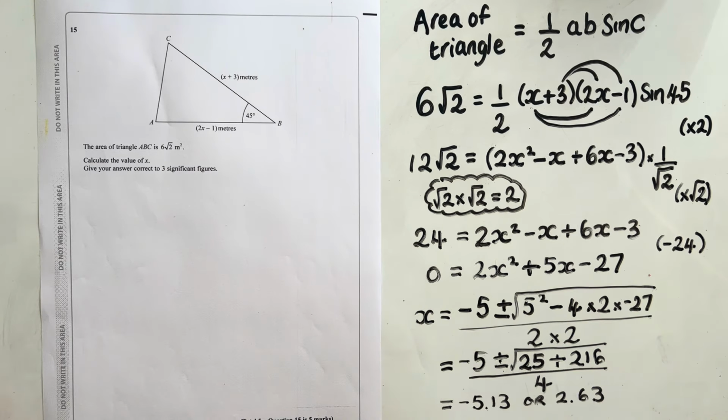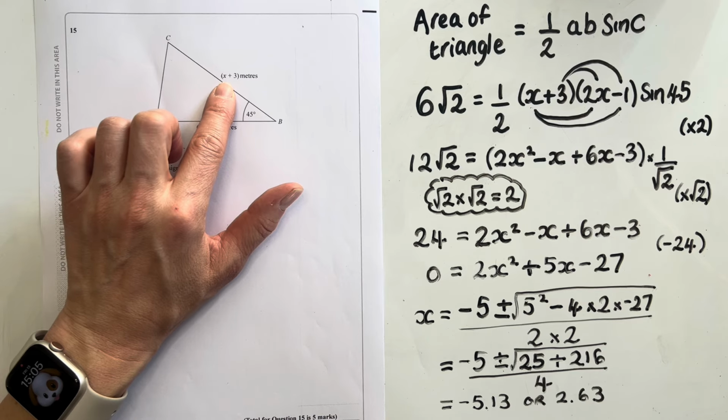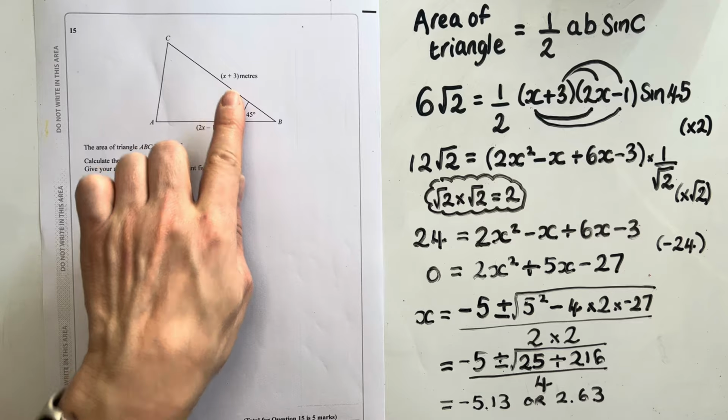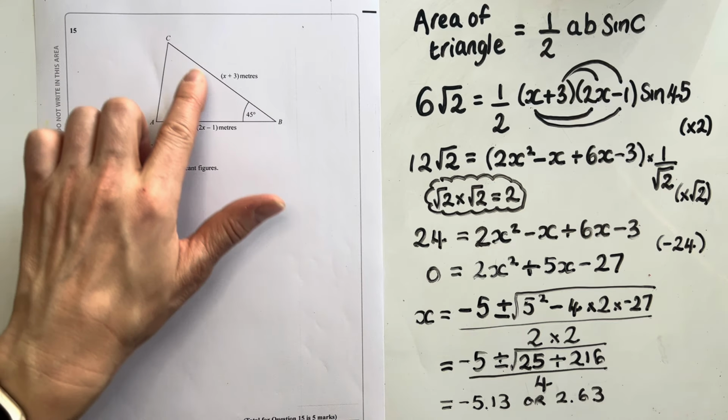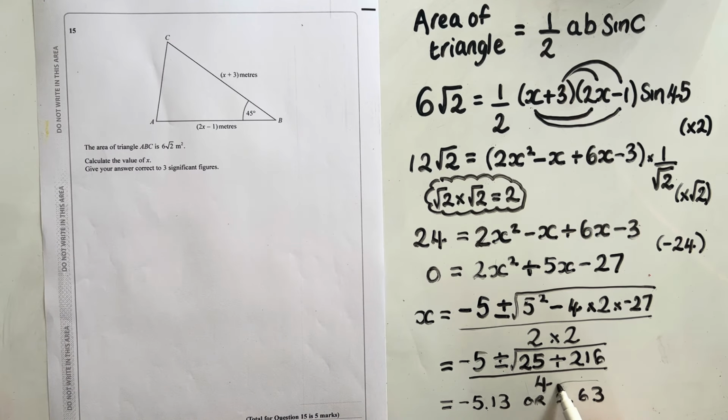If we return to look at the question, we can see that x plus 3 is a measurement. It has to be positive. If x is negative 5.13 and we add 3 to this, we will still have a negative amount, which isn't possible for a measurement. This means that the answer must be 2.63. So the final answer is x is equal to 2.63, which is given to 3 significant figures.